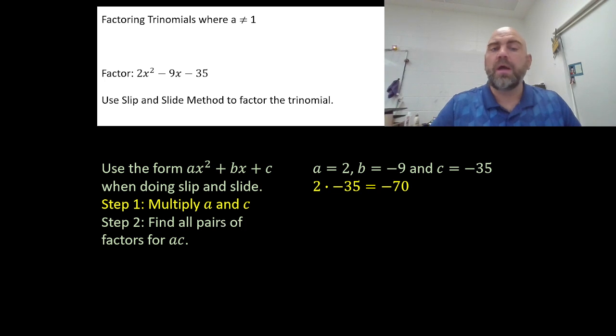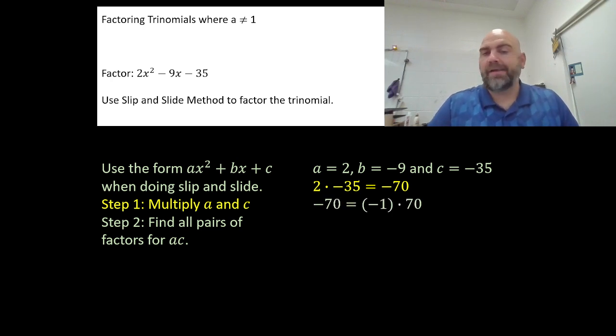Now, step 2 is we want to take that number, that -70, and find all the pairs of factors for -70, or ac, the product of a and c. Now, we could get a lot of factors, or we could have only a few factors, depending on the number we're given. -70 has a few. Because it's negative, we know we're going to have one positive and one negative. So we're going to have -1 and 70, -2 and 35, -5 and 14, -7 and 10.